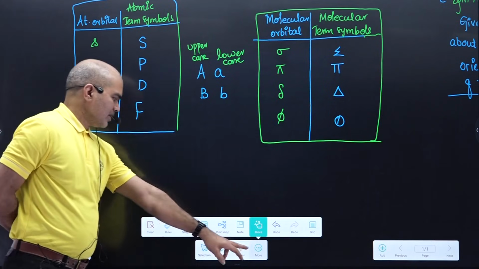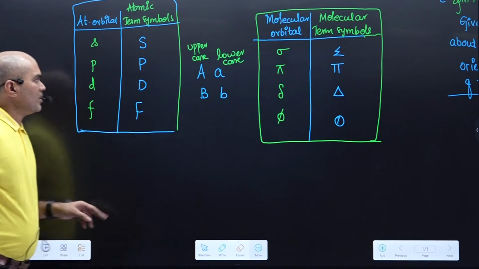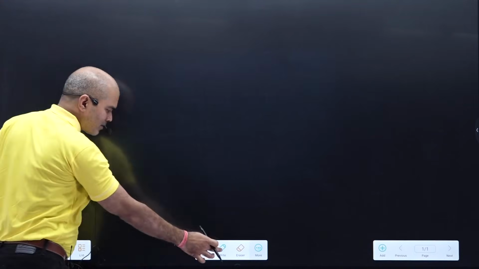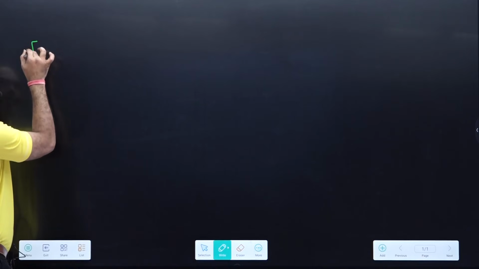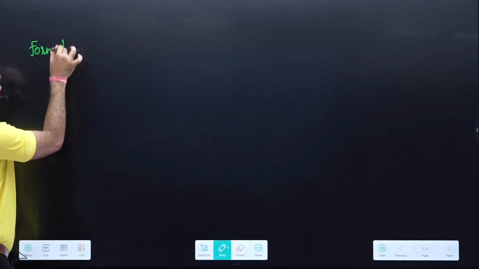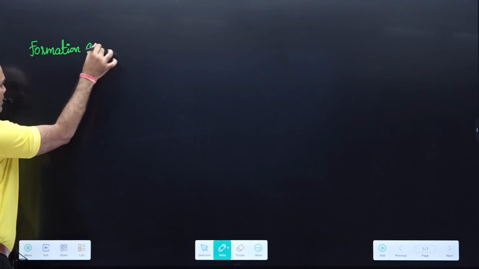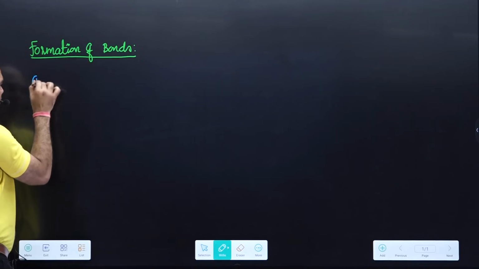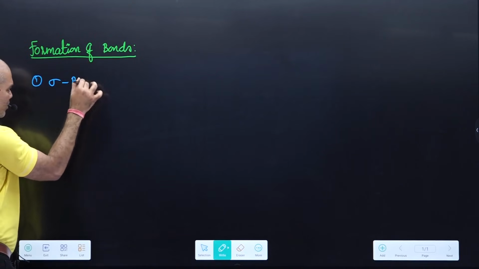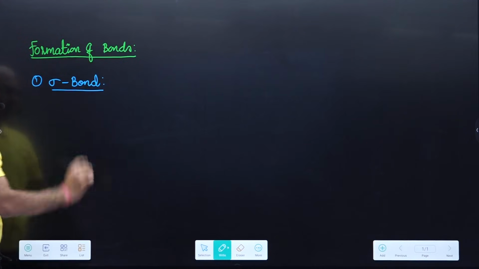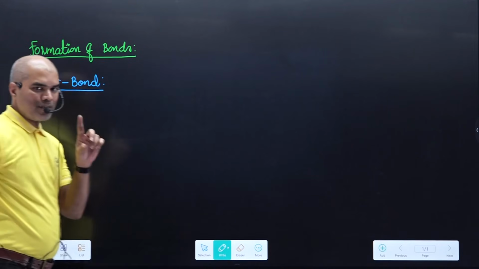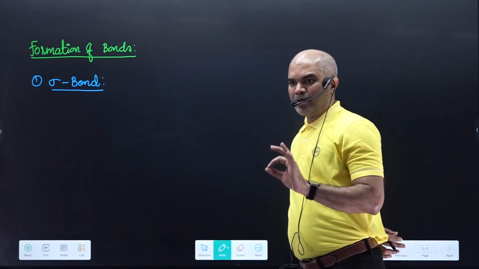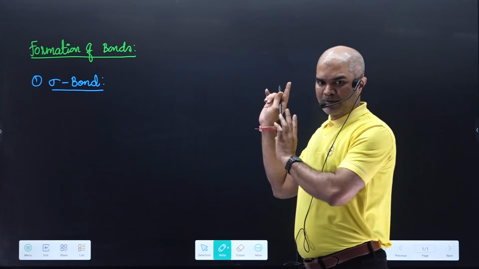Now finally let us discuss the formation of various orbitals, molecular orbitals and their combinations. Formation of bonds. First one, sigma bond. So here itself I am giving you basics. When I go to chemical bonding, we'll directly discuss sigma bond, directly pi bond. Basics here itself I am giving you.